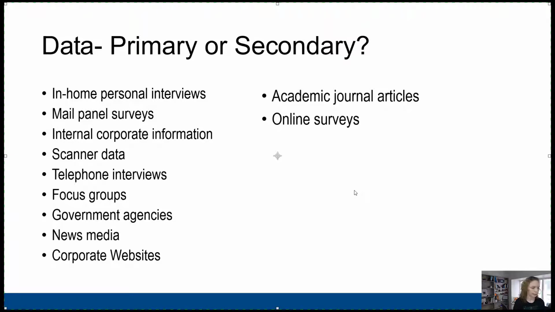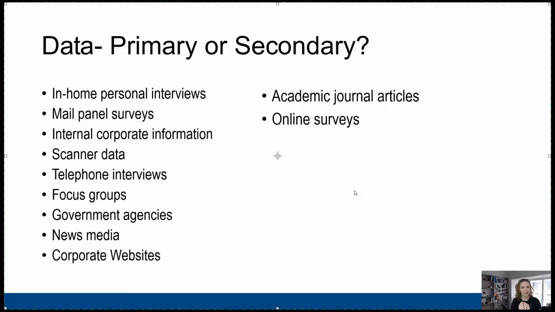No, well, that's not helpful. I didn't give you a definition. So primary data is data that you have collected for this specific purpose to answer this specific question. Okay? You are collecting it for these reasons.